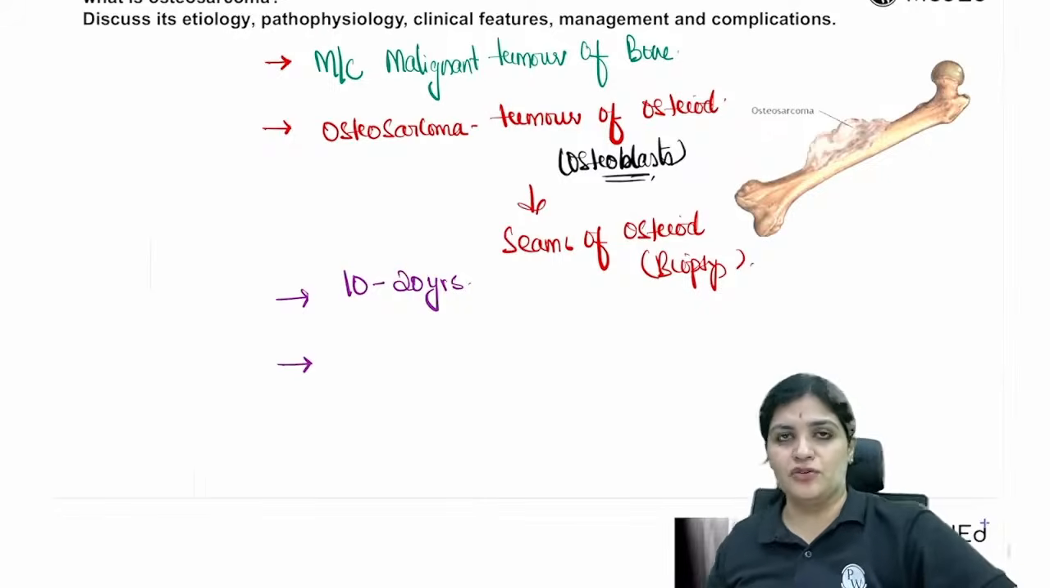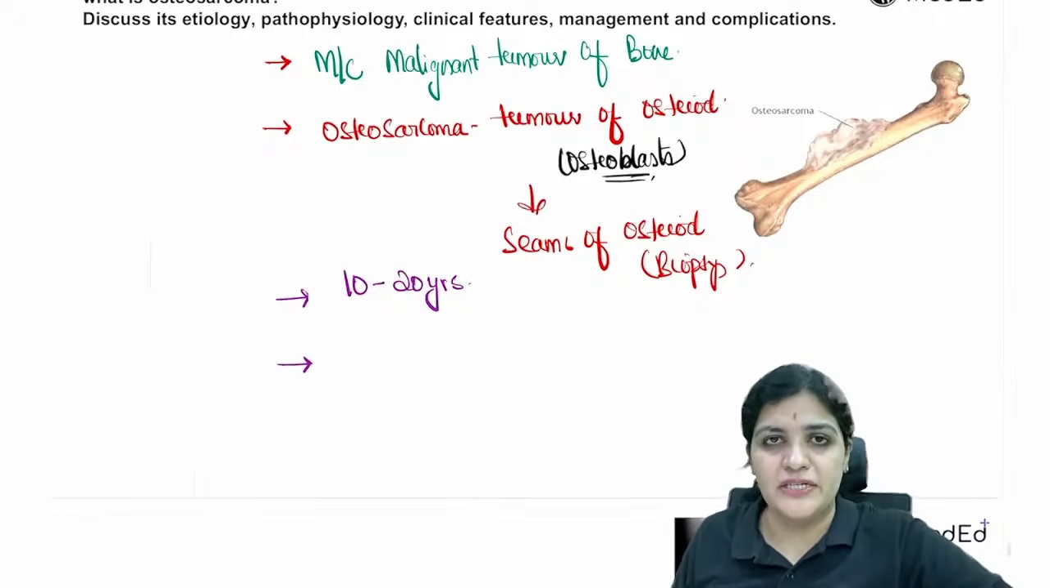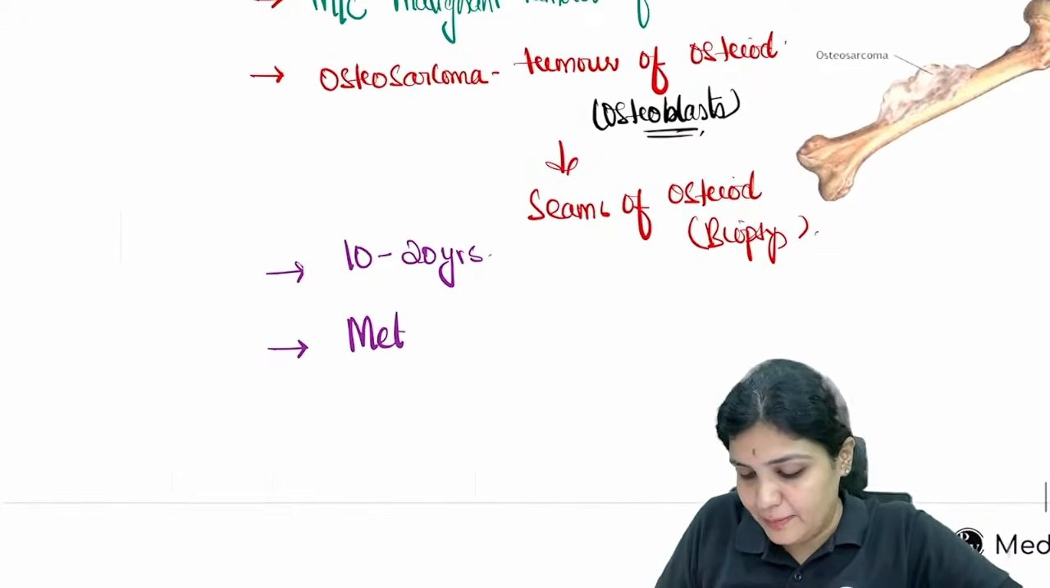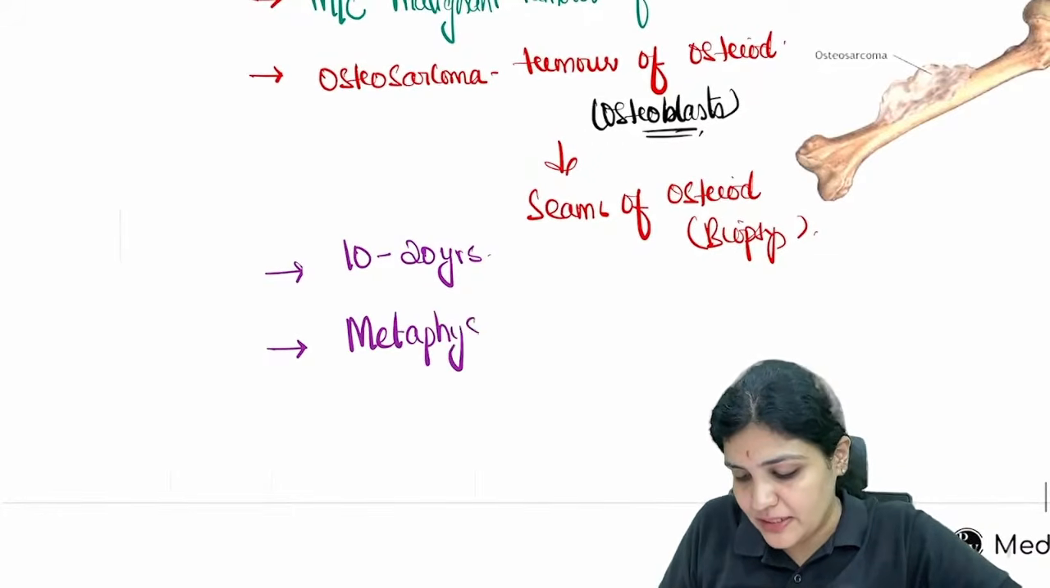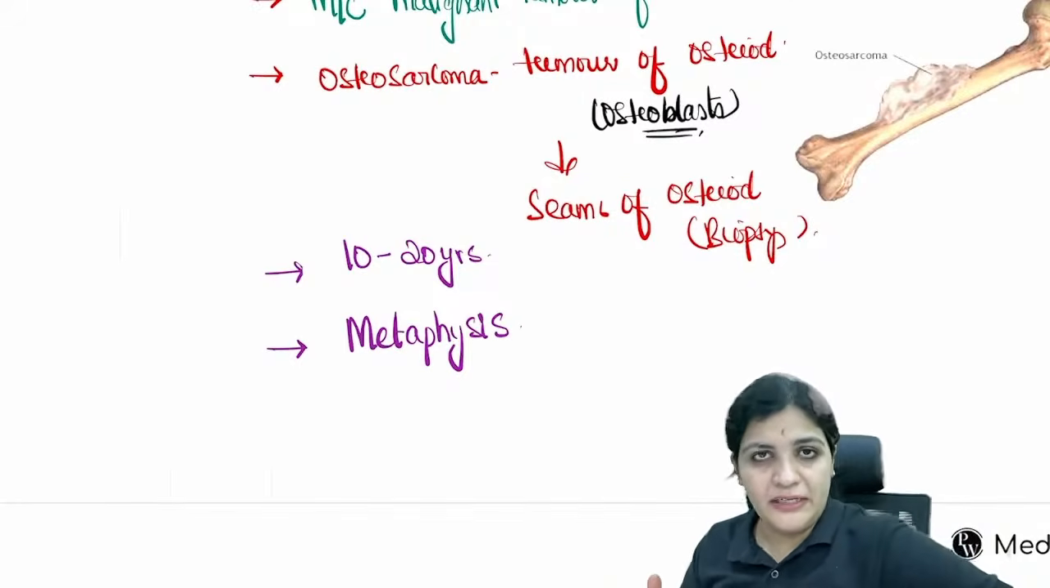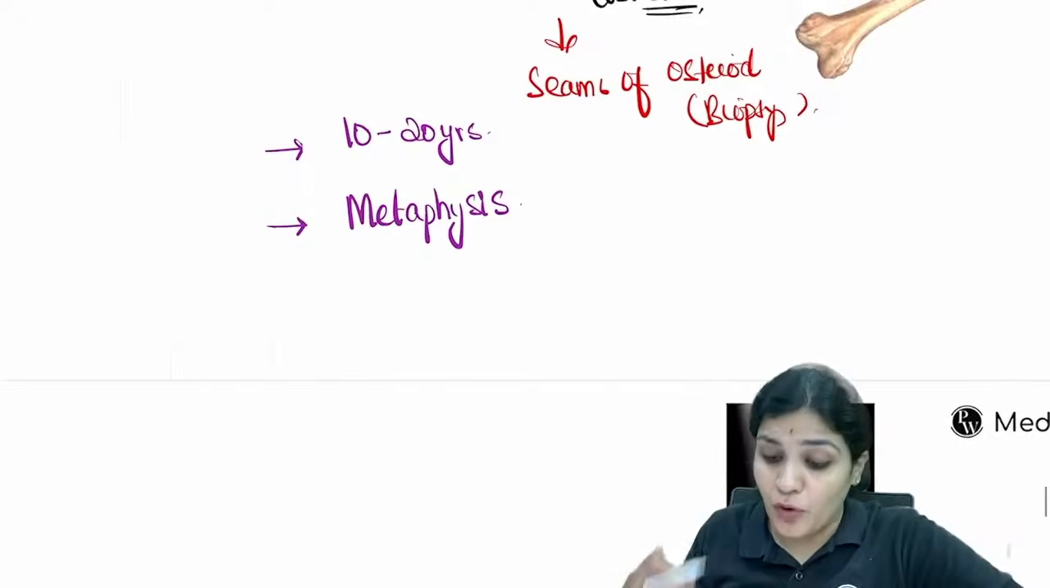10 to 20 years of age. So usually it occurs in the 10 to 20 years of age. And the most interesting thing is it is seen in the metaphysis, similar to infection. So 10 to 20 years, metaphysis, bone forming tumor.